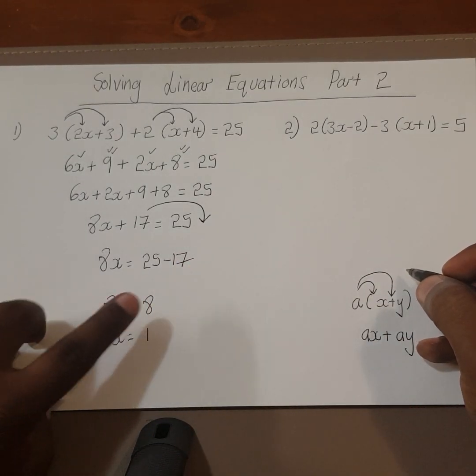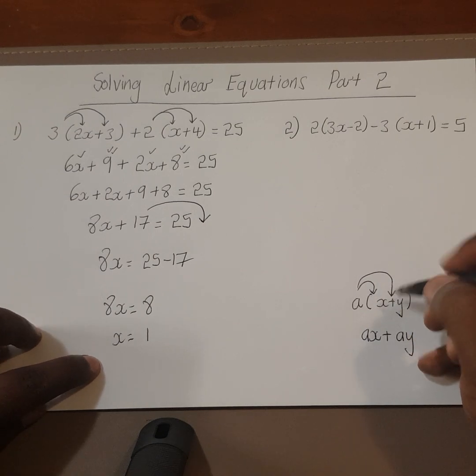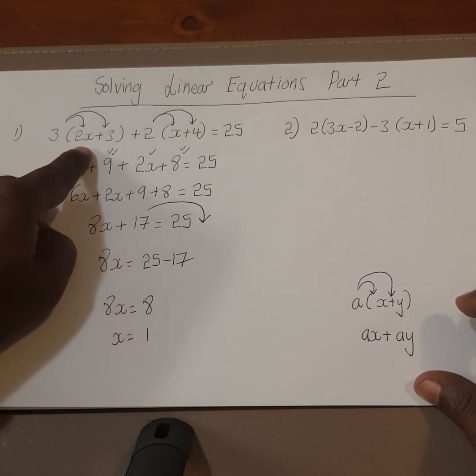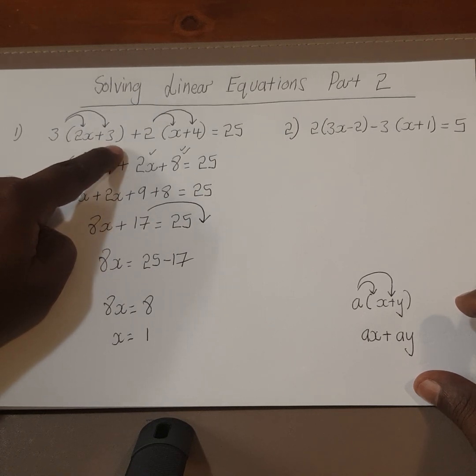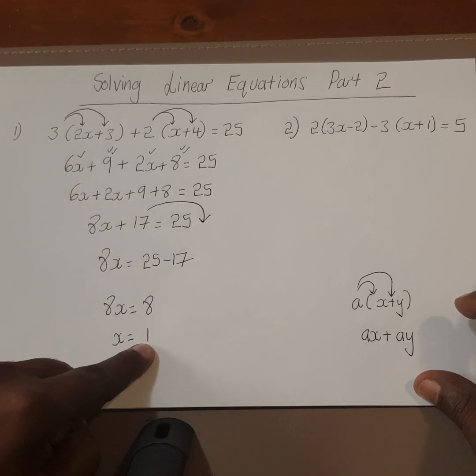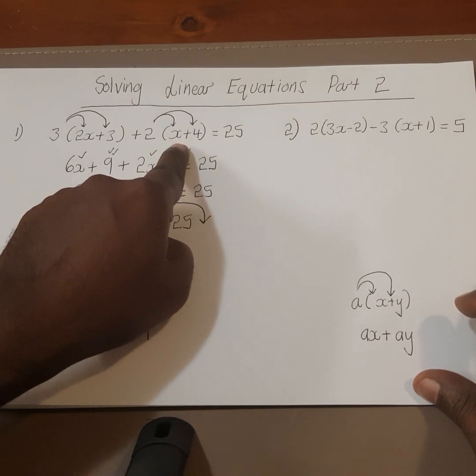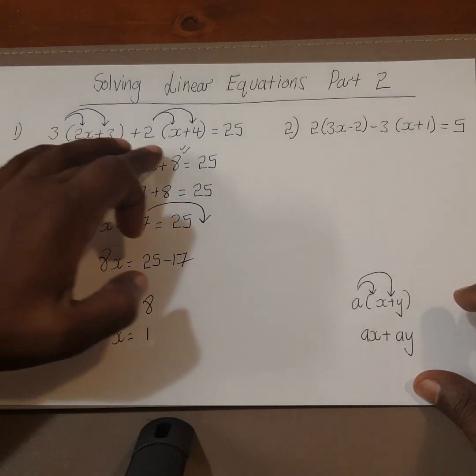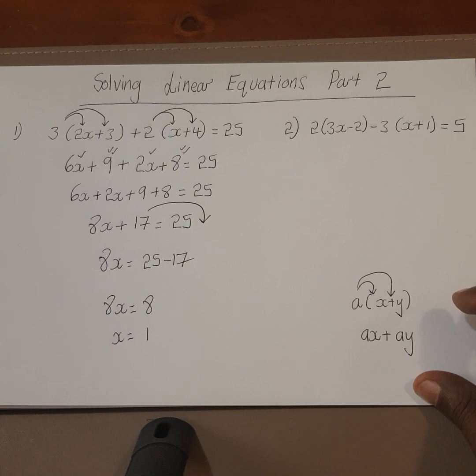We divide by 8 and we divide by 8, and therefore x is equal to 1. So when we put the value of x in here, 2 times 1 is 2, plus 3 is 5, and 5 times 3 is 15. And then we put that x as 1 in this bit here, 1 plus 4 is 5, 5 times 2 is 10, so we get 15 plus 10, which well and truly equals 25. All right, so you can see that's how we solve this question.